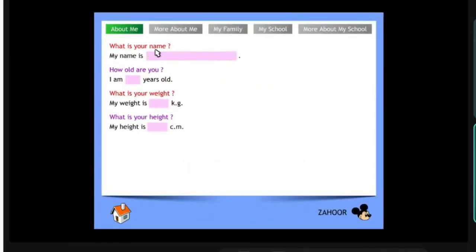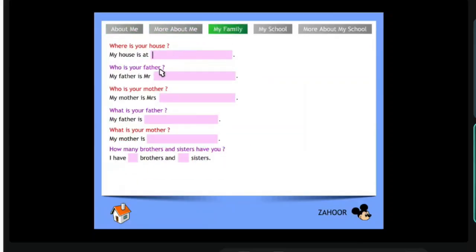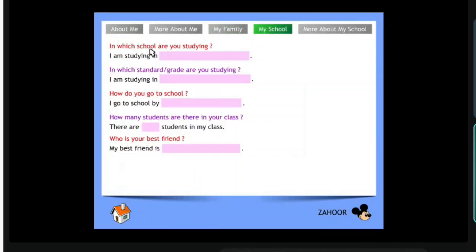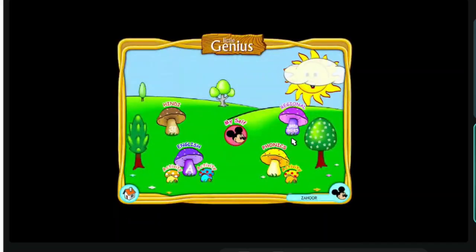Then myself. This is about me. What's your name? How old are you? These are the questions a child faces at young ages, and he has to learn how to answer them. These are very important. More about him: your father, favorite food, what you see. About his family: who is your father, what is your father, who is your mother. Then about the school, teachers, principals, and all these questions to be answered at young ages. He can fill in and use all such things.